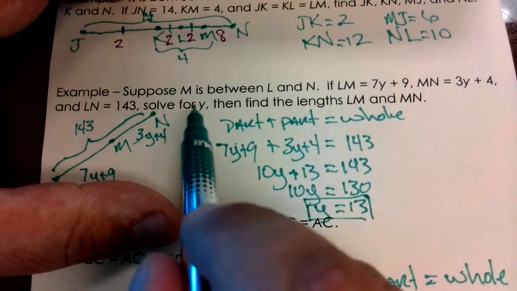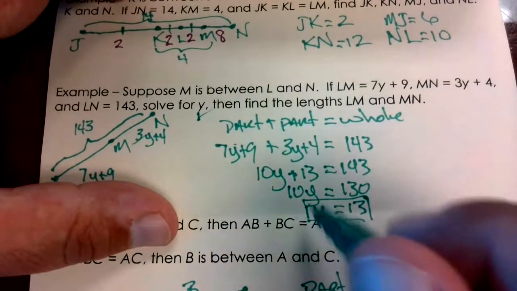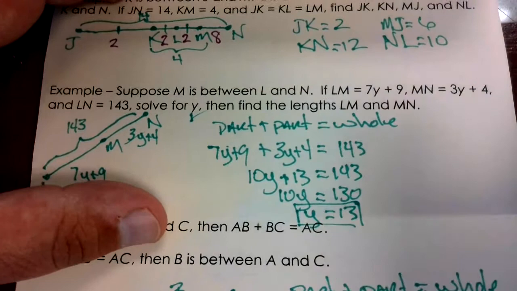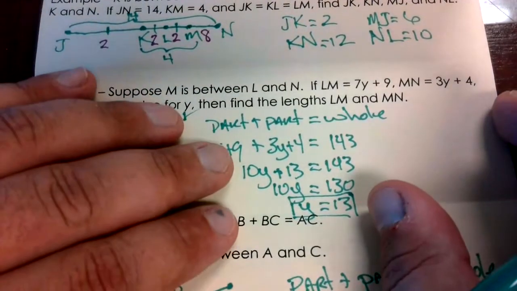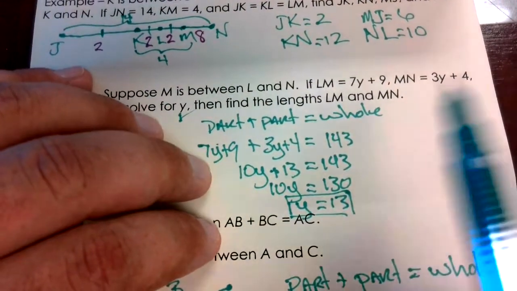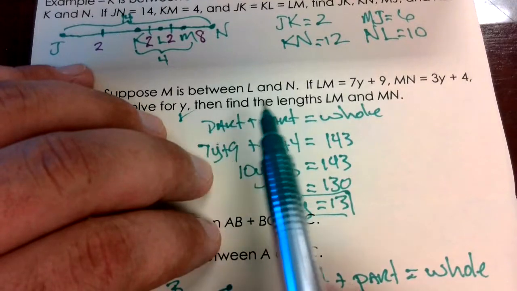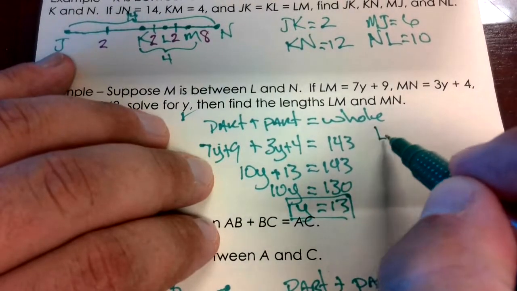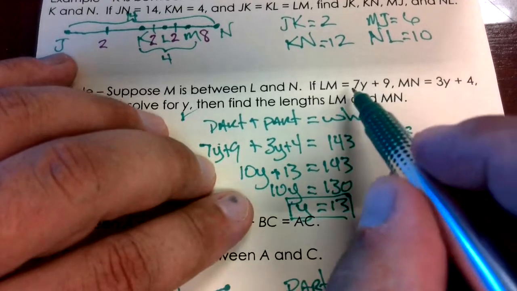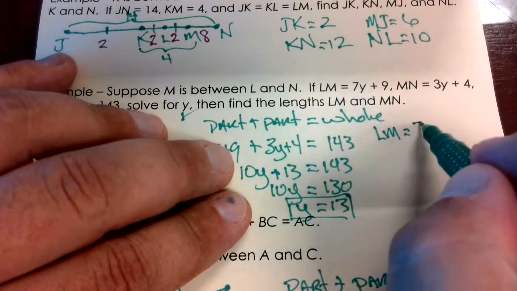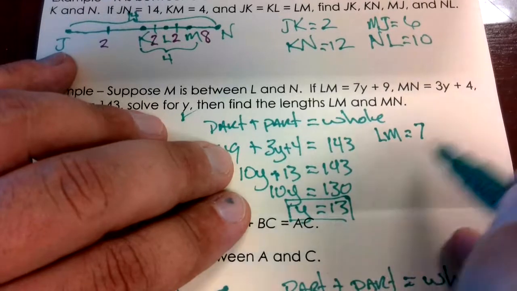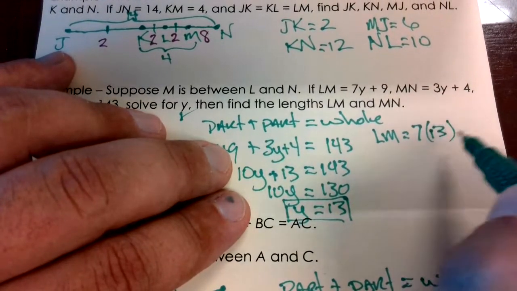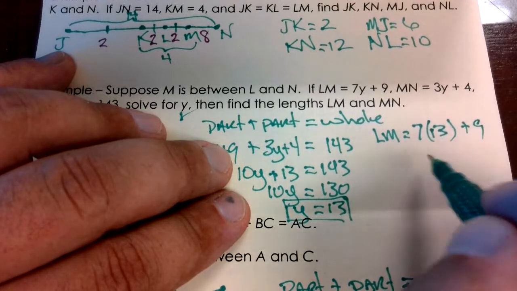Now be careful here. I found y, but don't just put a box around it and call it good, and then just go on to the next problem, because then you'll get things marked off and it's no good. Because it asks us here to find the lengths of LM and MN. So to find LM, I use what it says up here. It's 7, and then it says y, but I'm going to take out the y and put in what y equals, which is 13, plus 9.